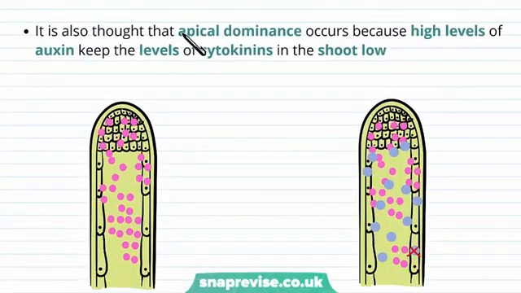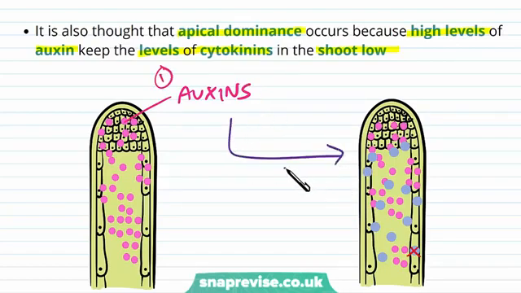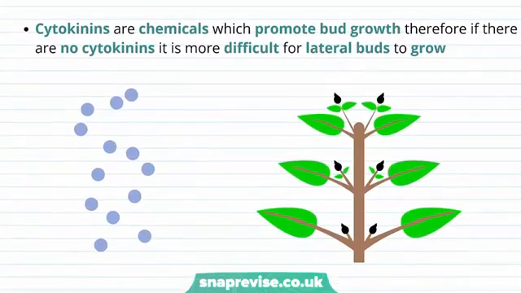It's also thought that apical dominance occurs because high levels of auxins help to keep the levels of another molecule known as cytokinins in the shoot low. So auxins have two roles, therefore. They not only cause the release of the abscisic acid, as we said before, but they also seem to decrease the amount of cytokinins. So again, it's an indirect kind of mechanism. So what do the cytokinins do? Well, they're chemicals found in the plant which promote bud growth.